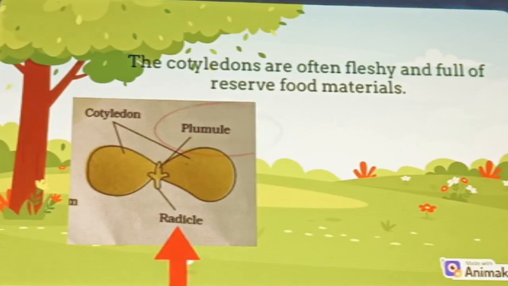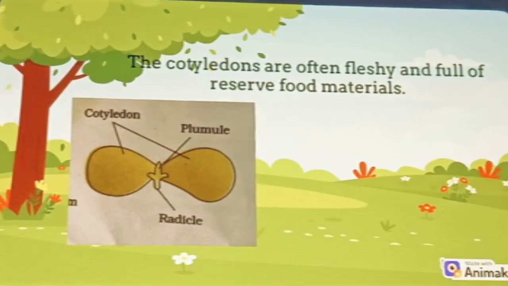Within the seed coat is the embryo consisting of an embryonal axis and two cotyledons. The cotyledons are often fleshy and full of reserve food material. At the two ends of the embryonal axis are present the radicle and the plumule, as you see in the picture.